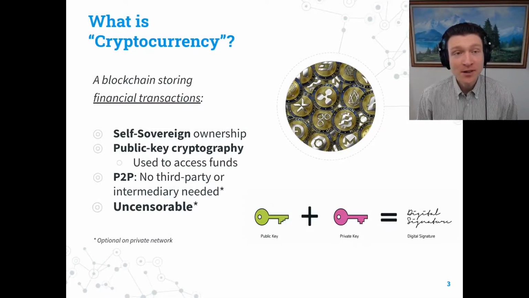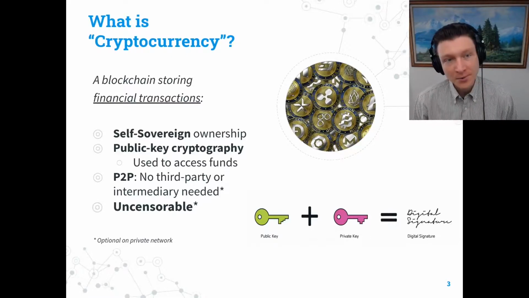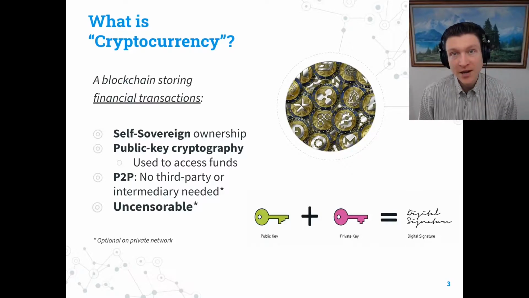So last time we left off on what is cryptocurrency, right? And we know that this is effectively a blockchain that is dedicated to storing financial transactions or financial information of some kind, right? So we know that it's self-sovereign when we're talking about the ownership of who owns these funds. Through public key cryptography, we're able to control these. And there's peer-to-peer interactions. We don't have to rely on a third party. All we need to do is connect to this uncensorable network to make all this stuff happen.